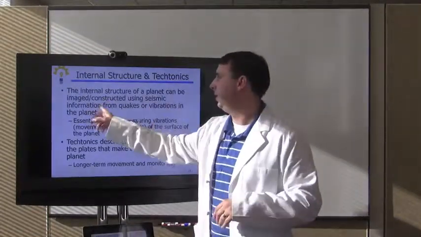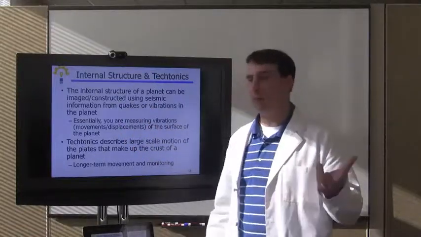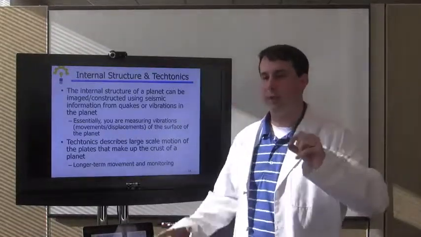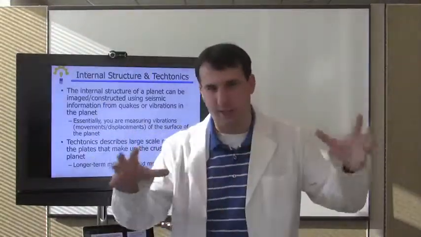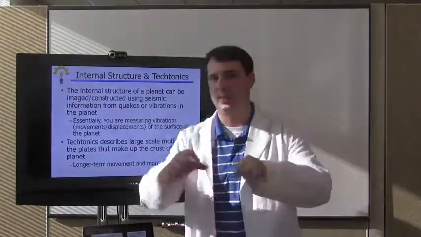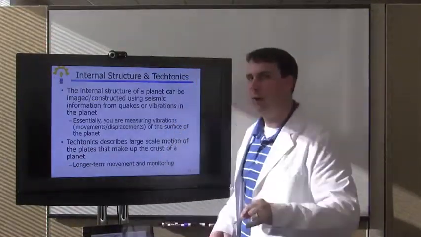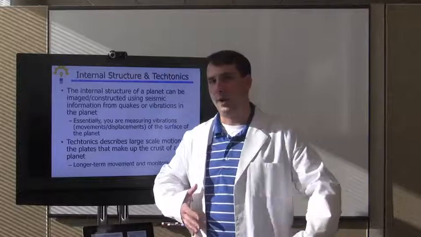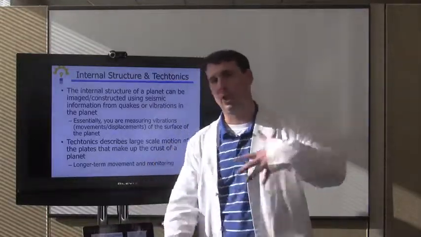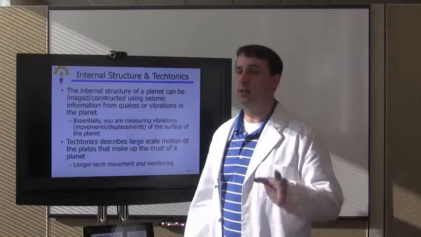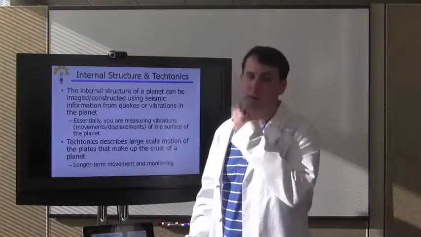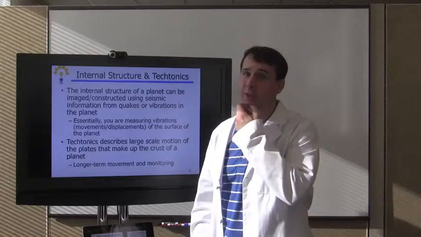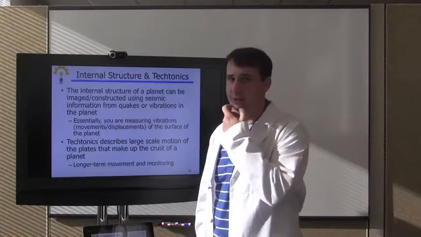So the internal structure of a planet can be imaged, constructed using seismic information from quakes or vibrations from the planet. Essentially, you're measuring the vibrations. Even if it's a big impact, it sends vibrations through the whole planet. When an earthquake happens, it sends vibrations through the entire planet. We'll talk about how that works in a second. But tectonics describes the large-scale motion of the plates. Again, very slow, long-term stuff. But we're going to be at Enceladus for a while, so you might be able to observe some of this. That's an interesting one because it's very rare to be at a planet for so long that you have time to observe tectonics shifting.